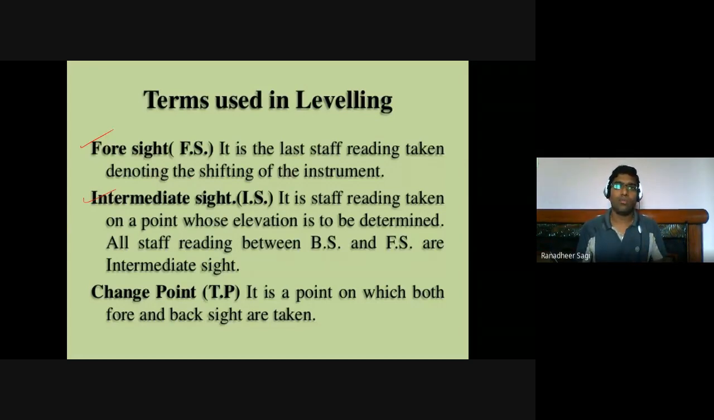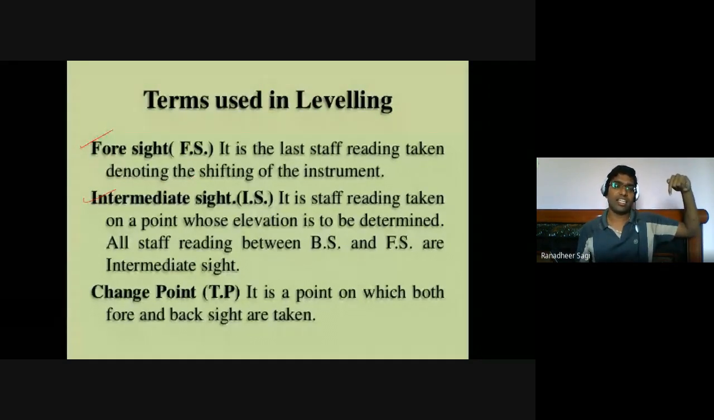The reading you take on your staff, by placing the staff at some point which is the last point you will be sighting from this instrument station, that reading taken on the staff is what we call your foresight. And what is meant by intermediate sight?